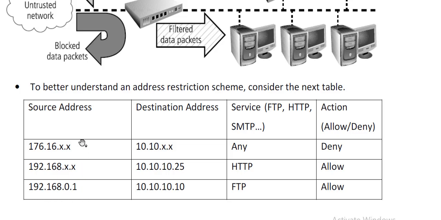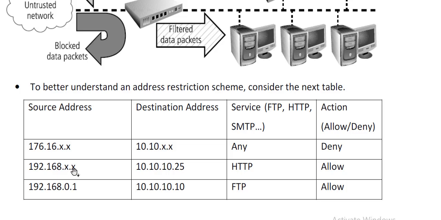Let's start from the bottom here. If we have a packet that has a source address 192.168.0.1 and the destination address inside our network, which is 10.10.10, and the used protocol is FTP. So we have 3 pieces of information inside the packet. All 3 of them we're gonna use: the source address, the destination address, and the protocol. If we have these 3 pieces of information, then here we're gonna decide, for instance, either allow or deny, so we're gonna allow this packet to go through.